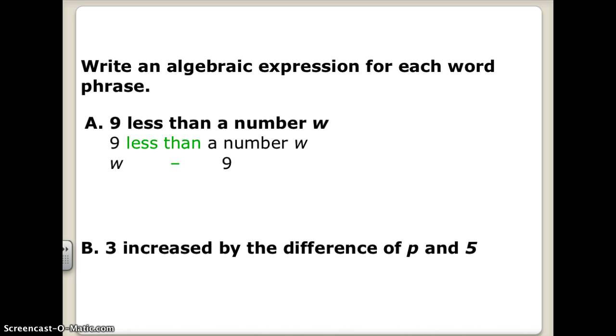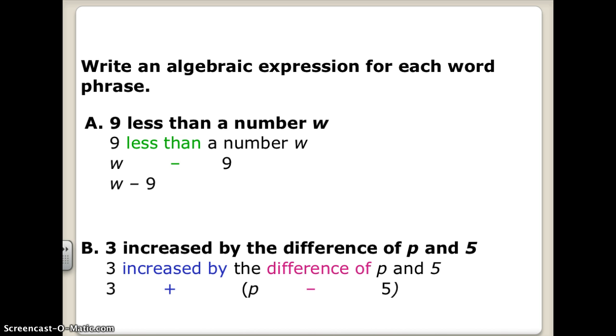Example B, 3 increased by the difference of p and 5. Lots of terms here, increased by. If we look at our keywords, that's the addition box. Difference is in the subtraction box. When it says difference of p and 5, that means p is subtracting 5 from it. So we would start by using the plus sign between the 3, and then the p minus 5 is in parentheses. Difference is the answer to a subtraction problem. So in order to make sure we find that answer first, we have to use parentheses so we follow order of operations.